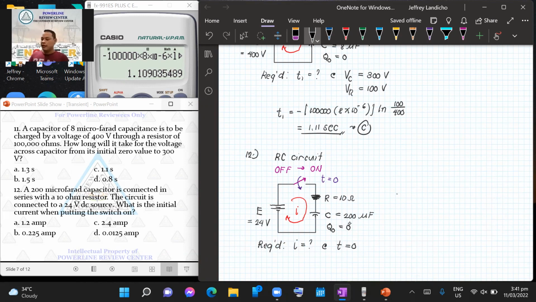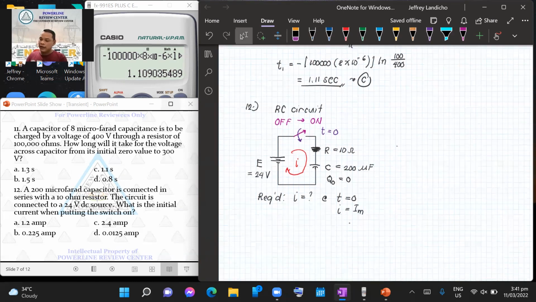Alam na natin kanina, kapatid, at time equal to 0, ano behavior ng capacitor? Shorted. Kaya at time equal to 0, your current is always equal to the maximum value of current. Tama? Kaya your I, which is equal to the maximum current at time equal to 0, is the source voltage, i-divide mo na lang kanino? Resistance. So you have the final answer.